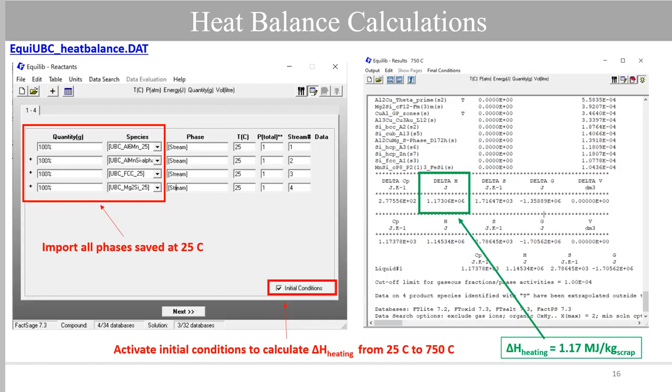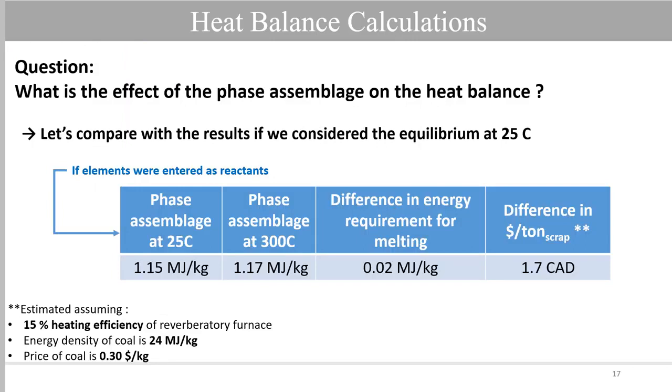If you scroll down, you're going to see that the delta H is given here in joules, and this translates to 1.17 megajoules per kilogram of scrap. Now you may ask yourself, why did we go through all the trouble to create streams and phases and save them? Is there any difference if we just consider the elements that are present at the beginning? The question really is, what is the effect of the phase assemblage on the heat balance? If we chose the equilibrium at 25 degrees Celsius, will it change the heat balance calculations that much?